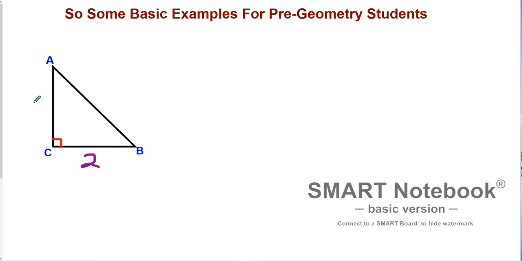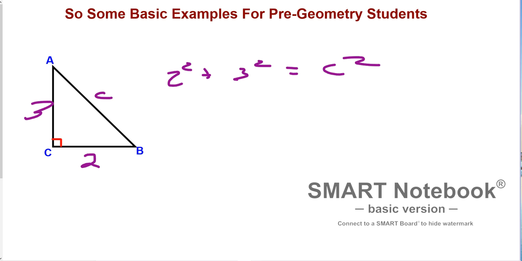And let's just call this one 3. Okay. And we already did this example, and we're going to look for c. So it's just going to be 2 squared plus 3 squared is equal to c squared. And if you wanted to, you could do it on a graph.